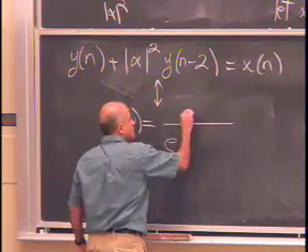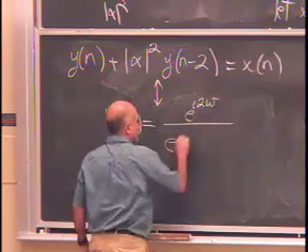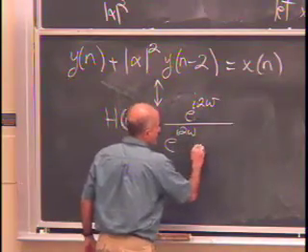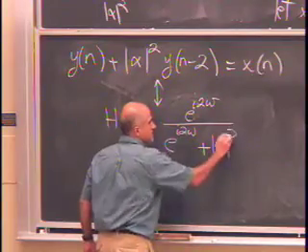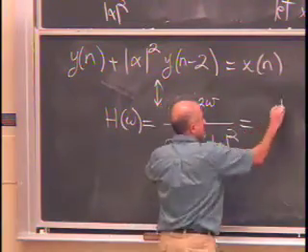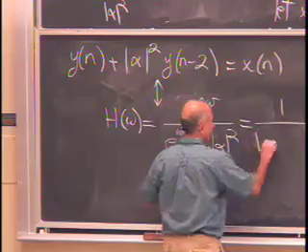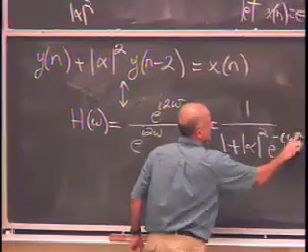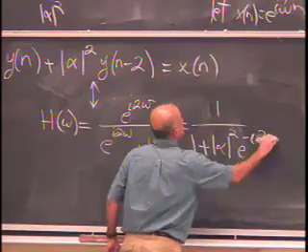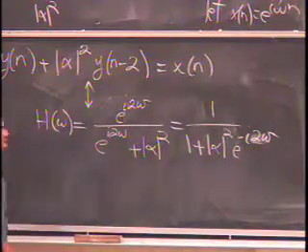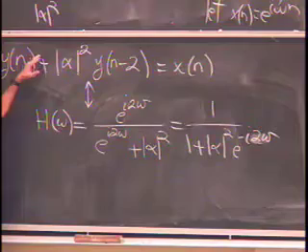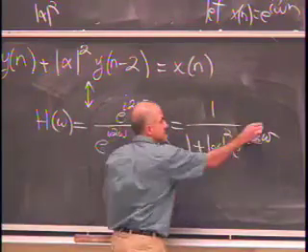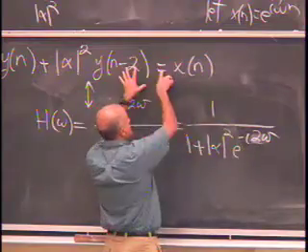Gives e to the 2 omega, e to the I 2 omega plus alpha squared, which I can write as 1 over 1 plus alpha squared e to the minus I 2 omega. These two correspond to each other. I did some gymnastics in going from here to here.